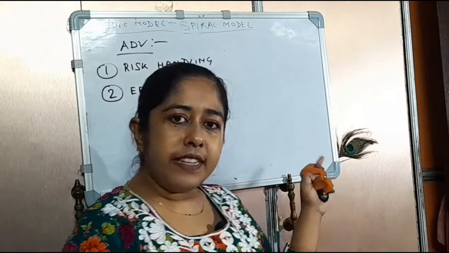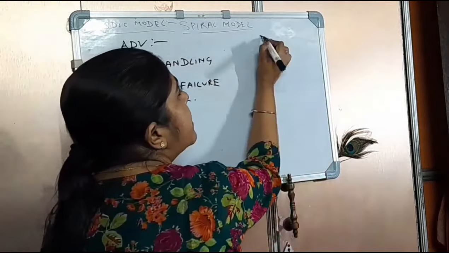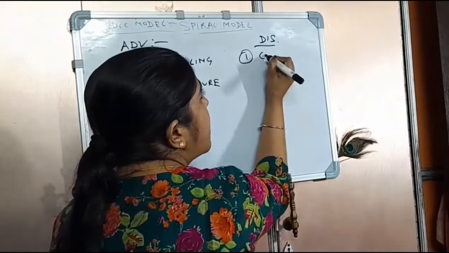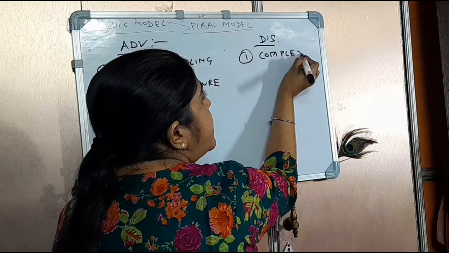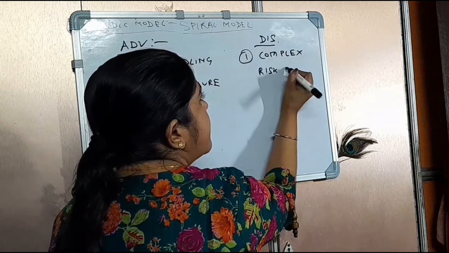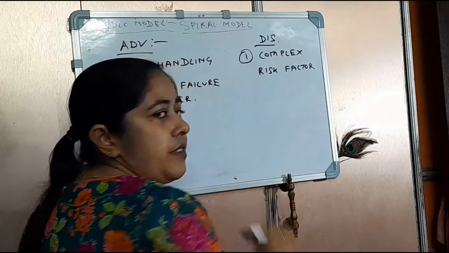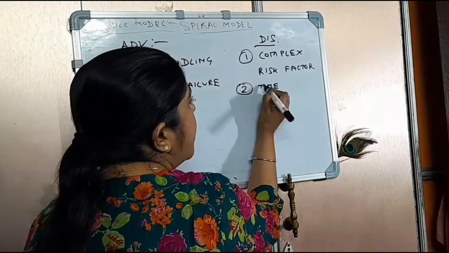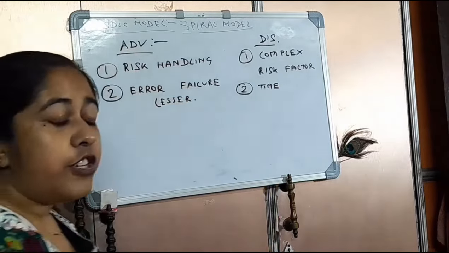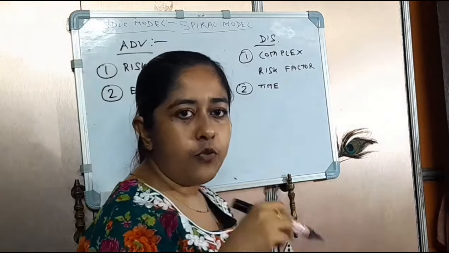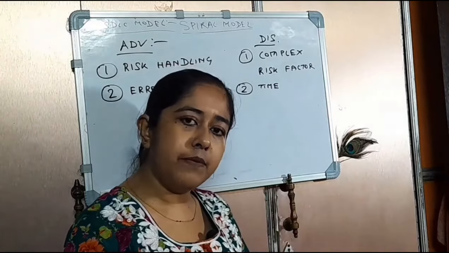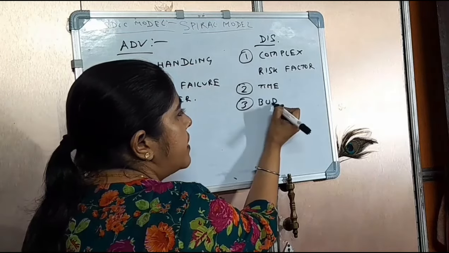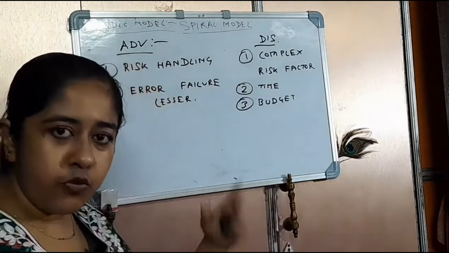But what are the disadvantages? You can use this only for some complex models which have a risk factor for the future. Second, the time limit can be a huge factor here. Since I have already told you that going through one phase, you keep repeating that phase, obviously your time will increase. Again, budget will be a factor. Budget can also increase if this particular model is being used.